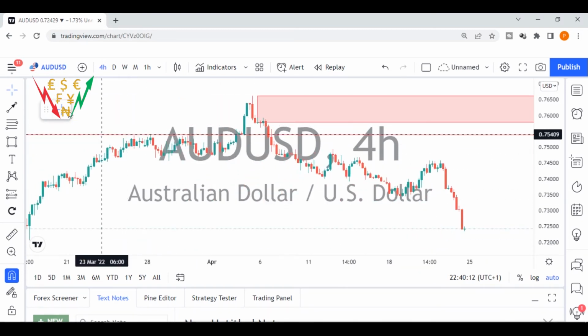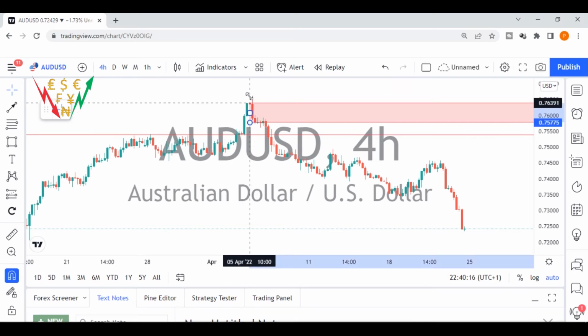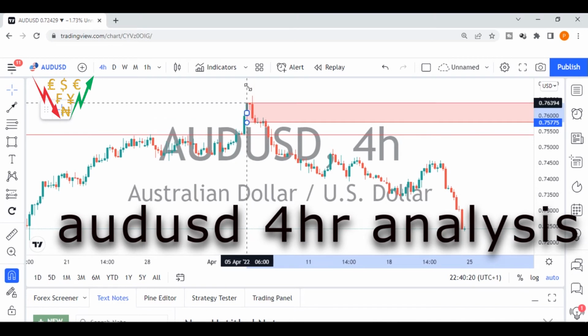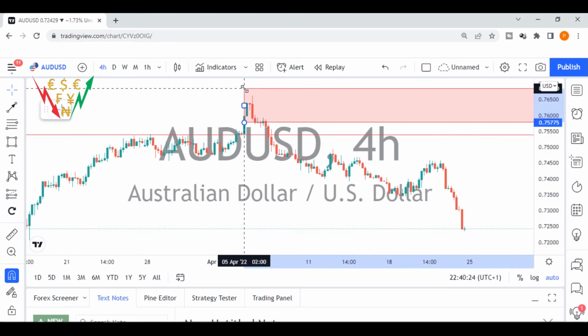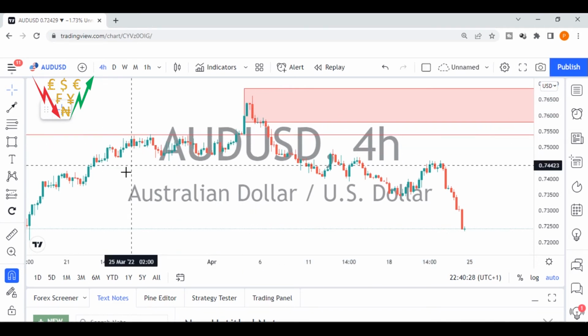This is it. Now we see price at this point here. Okay, let me just leave it like this. So we see price take out these obvious levels.